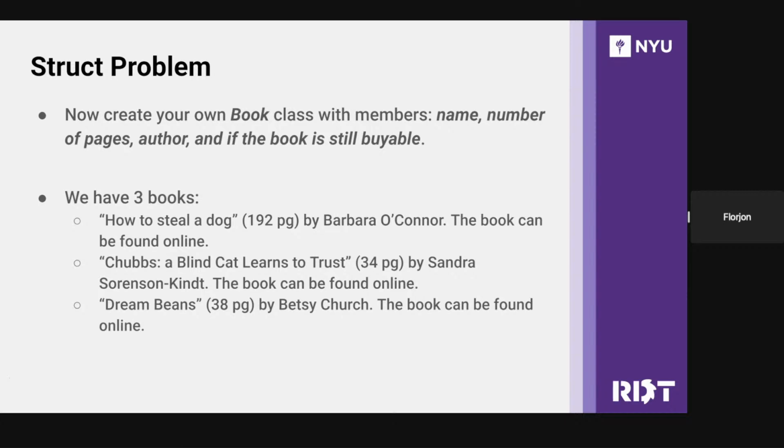Before we get into the actual answer, there's going to be a name, so it's probably going to be a string, and then a number of pages, so probably an integer, and an author, probably also a string because it's the author's name. And if the book is still buyable, that's a true or false, so we're probably going to use a type called Boolean, which is just the keyword bool. And we're going to have to create 3 books out of those data members. So if we go to the next slide, please.